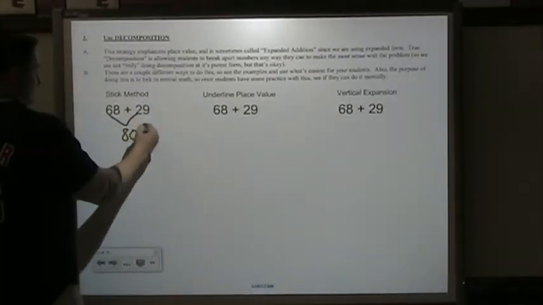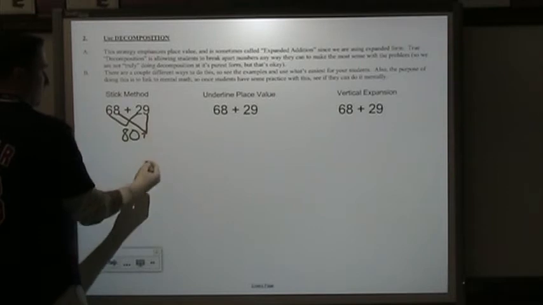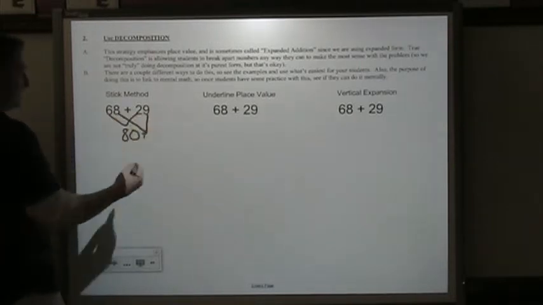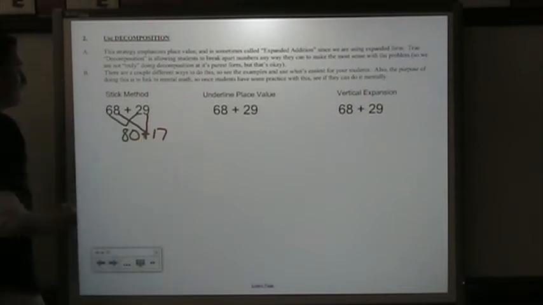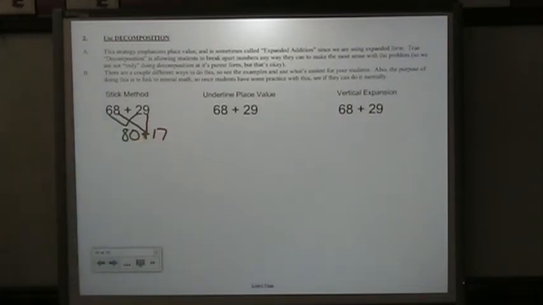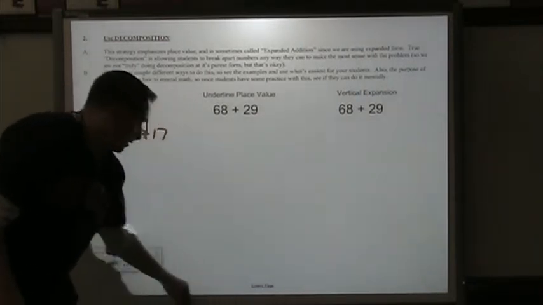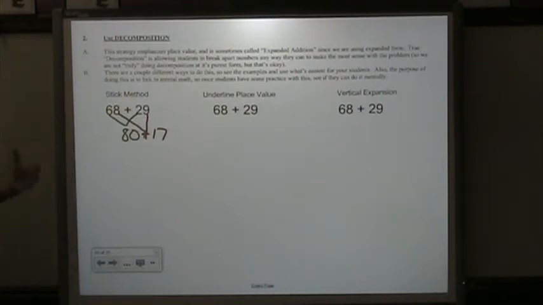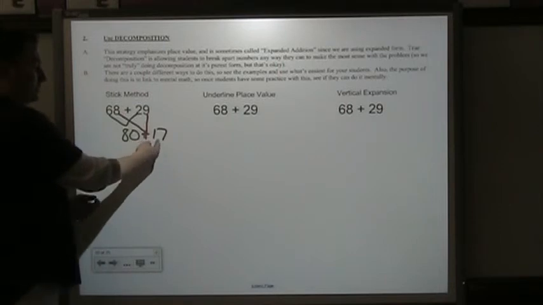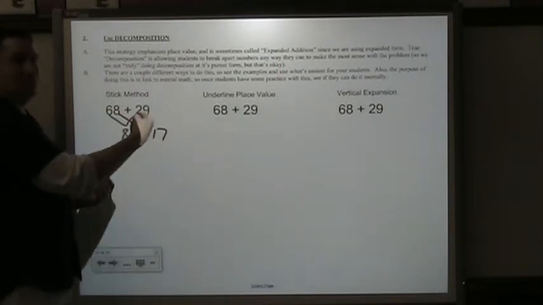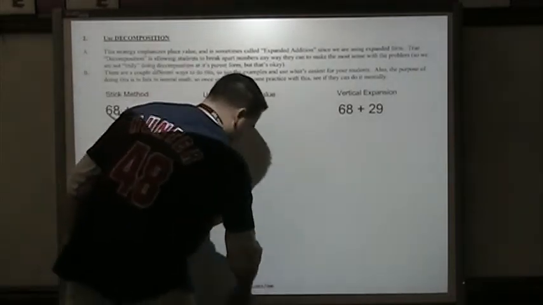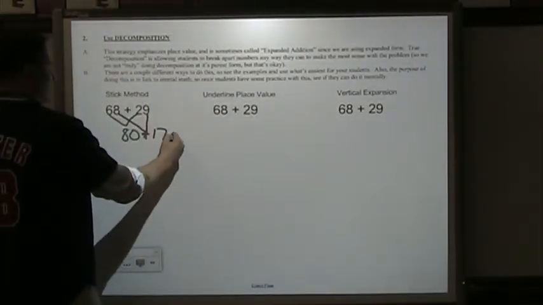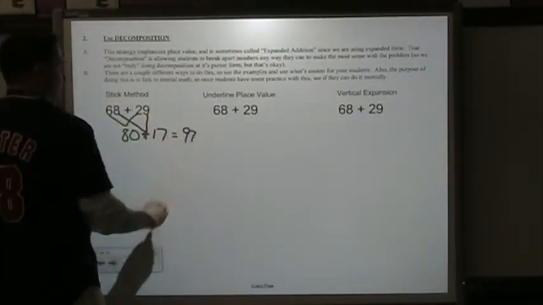Second part, oops, I jumped the gun on there. 8 plus 9 is 17. Okay, so they're adding 80 plus 17. Many students will be able to add 80 plus 17 to get 97. But some students may need to break this up into 80 plus 10 plus 7. That's okay. It depends on where they are in their development. And so 80 plus 17 ends up being 97.